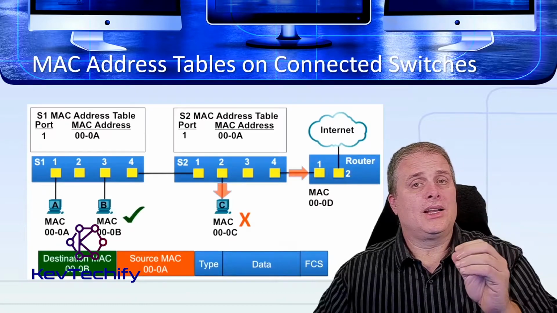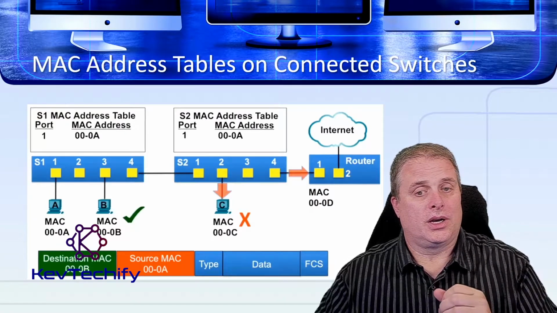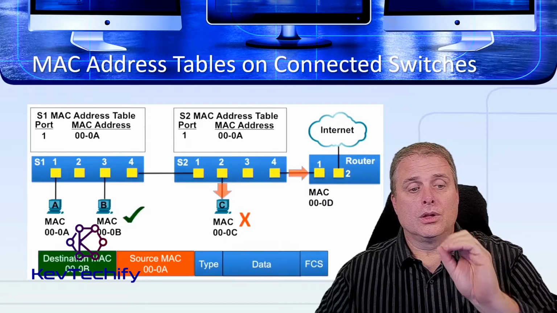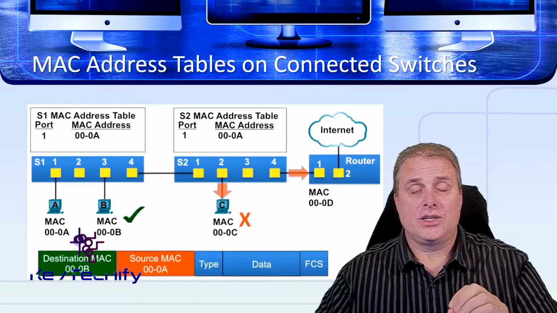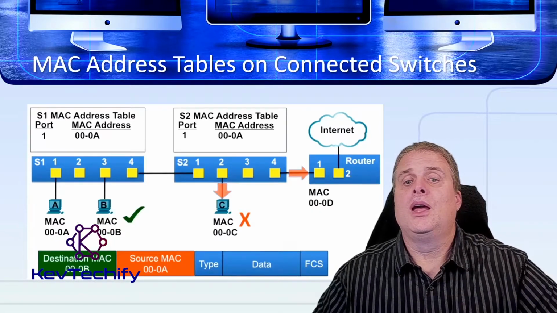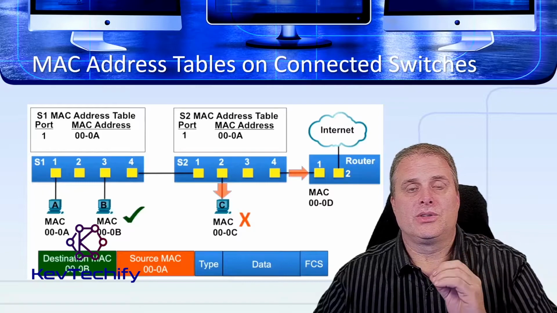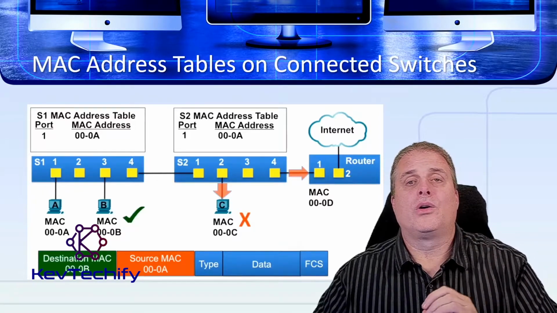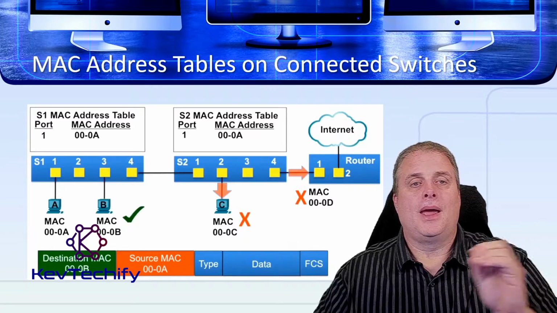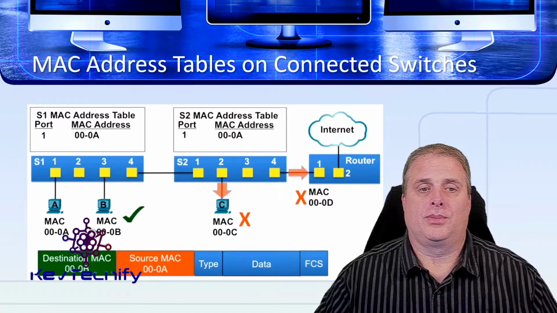Now, the router is not a switch, so we don't have a MAC address table in there. Router 1 receives it in, looks at the destination MAC address. Destination MAC address of the frame, once again, is 00B. Router's MAC address is 00D. They don't match. Router discards that. That is how we built the MAC address table on this example.